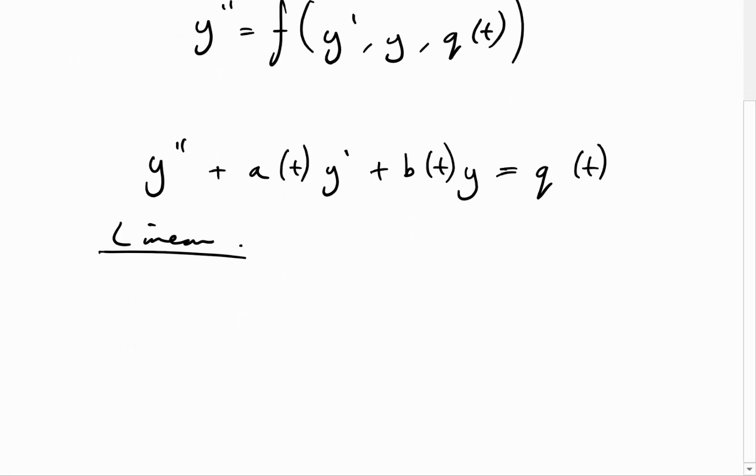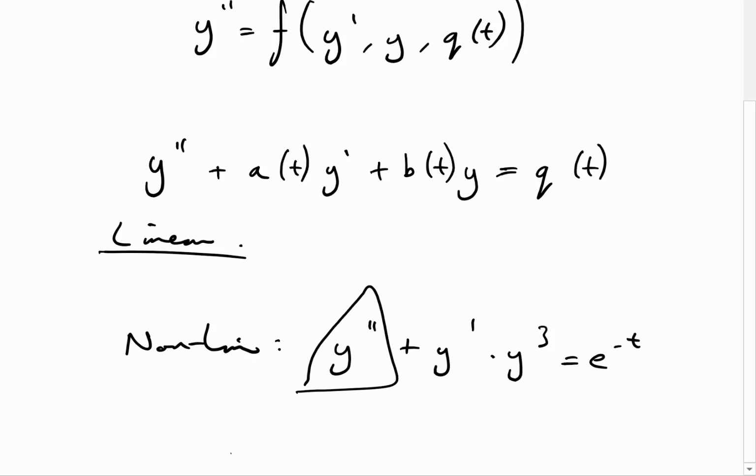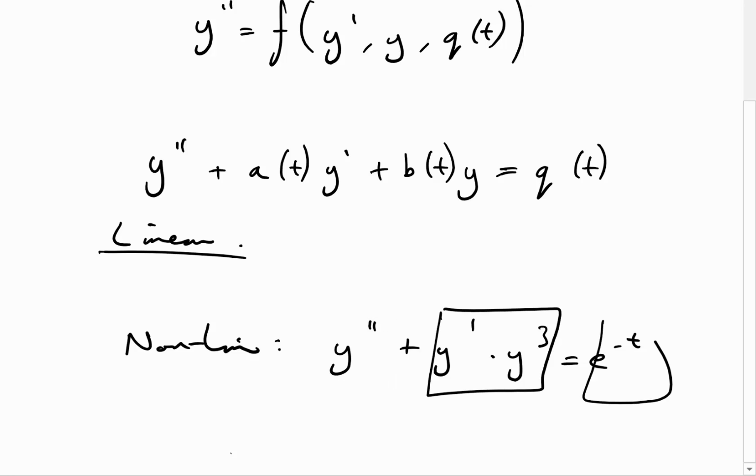If it's non-linear, let me just give you a quick example of a non-linear form. A non-linear form would be something like this: y double dash plus y dash times y cubed equals e to the minus t. So why is that non-linear? Well, the second derivative is fine, because the highest power it's raised to is 1. It's not multiplied by anything. But this is where the problem comes.